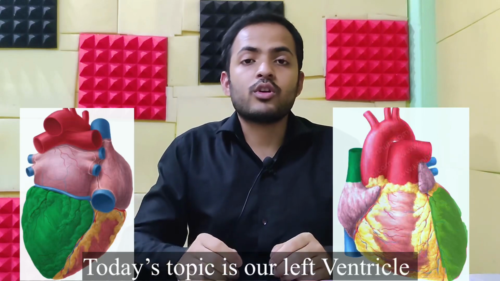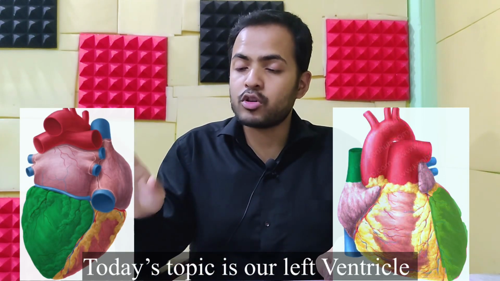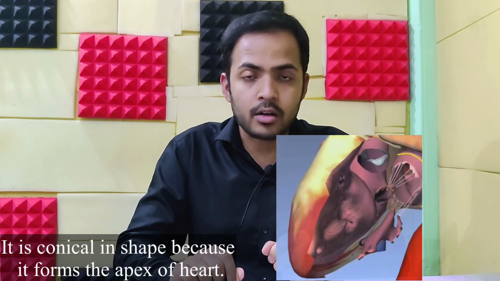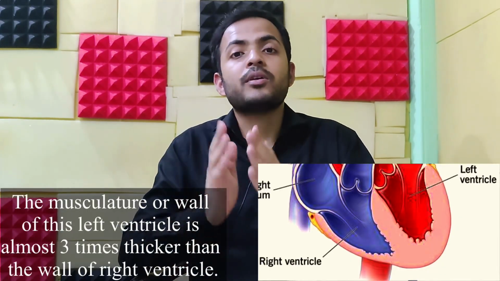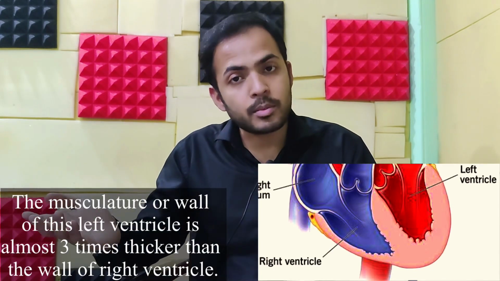Hello and welcome. So today's topic is our left ventricle, as you can see in this photo. This is the anterior view and this is the posterior view. Now, it is conical in shape because it forms the apex of the heart. And the musculature or the wall of this left ventricle is almost 3 times thicker than the right ventricle.